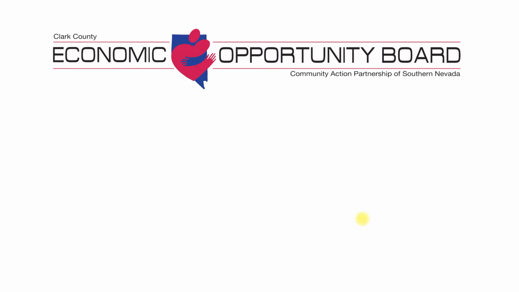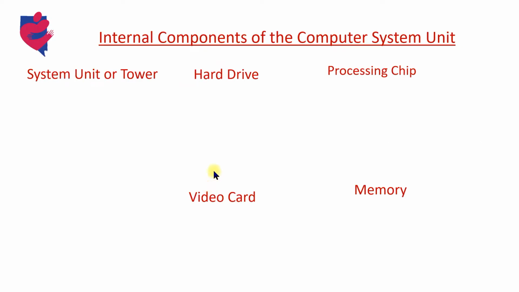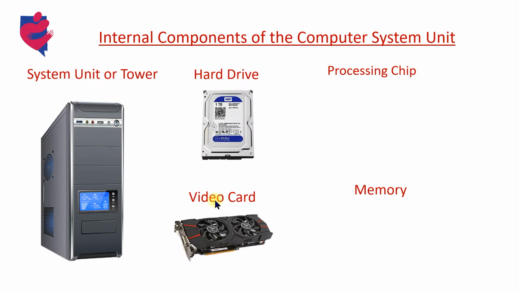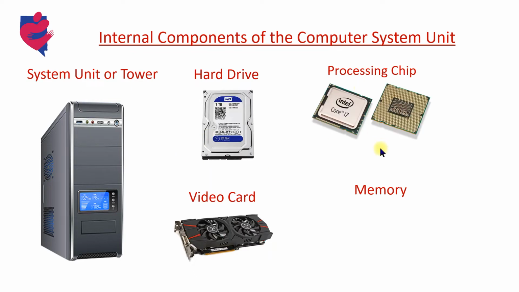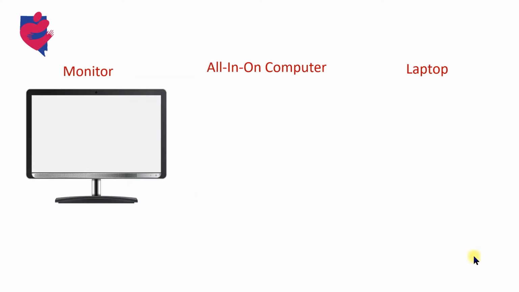Today we will answer the question, what is a computer? The internal components of a computer system. First of all, we look at the computer unit, or the system unit, or the tower. The tower actually houses the hard drive, the video card, the processing chip, and the memory, which we will discuss later in this teaching. One of the most important components of the computer system is the monitor.